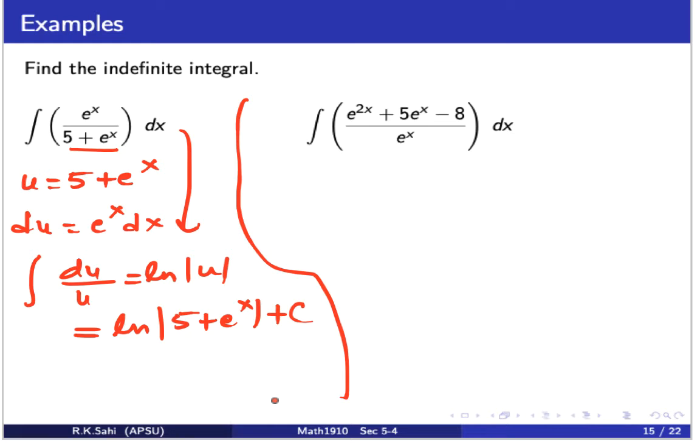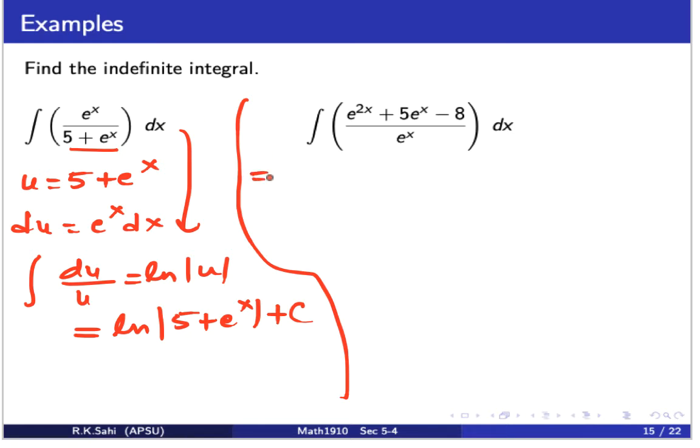Okay, in the next problem, notice, even if I take e^x to be u, I will not be able to take the differential and get rid of the numerator. So in this scenario, another strategy has to be used. And that strategy is that if you have only one term in the denominator and many terms in the numerator, go ahead and separate each of these numerator terms.